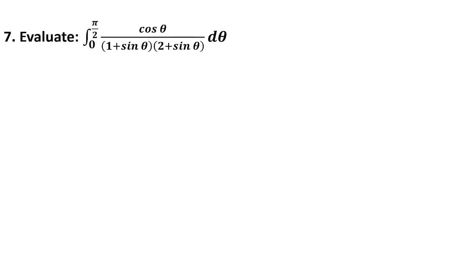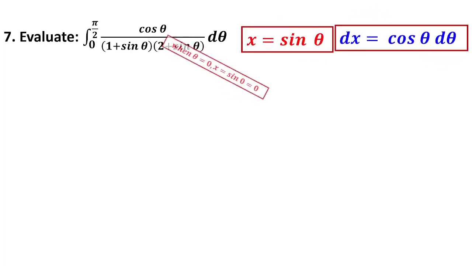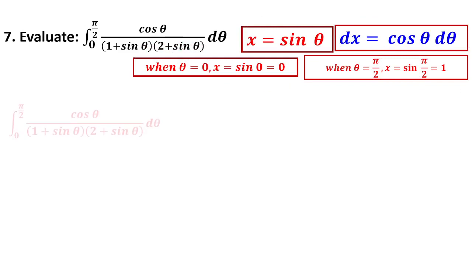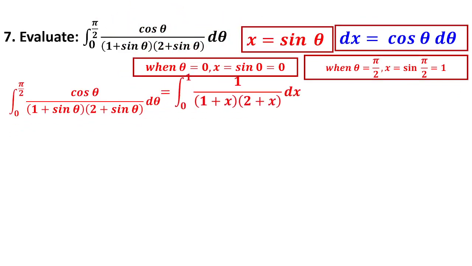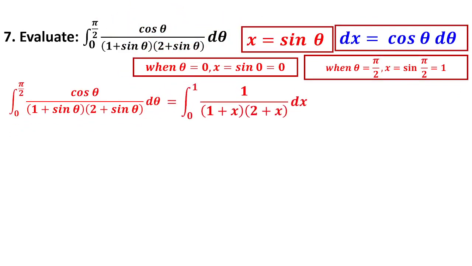We'll go to question number 7. Integral 0 to pi by 2 of cos theta by (1 plus sin theta) into (2 plus sin theta). Now this looks like a problem where by substitution we can convert it into a problem of integration by partial fractions. Let us put the substitution. It will become integral dx upon (1 plus x) into (2 plus x). Simple.